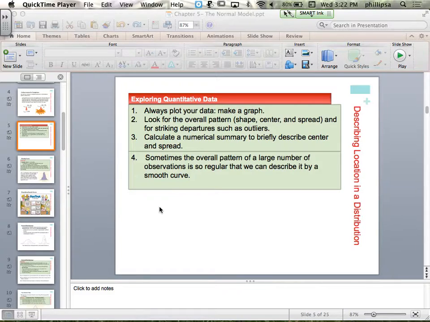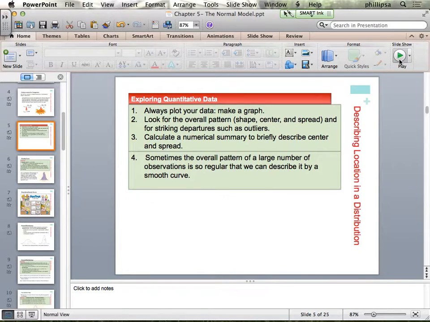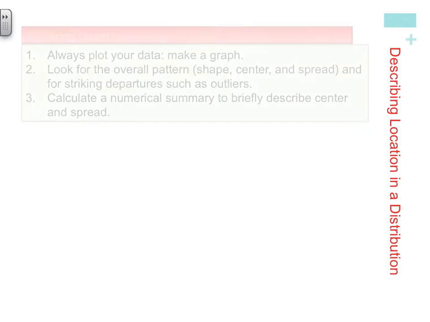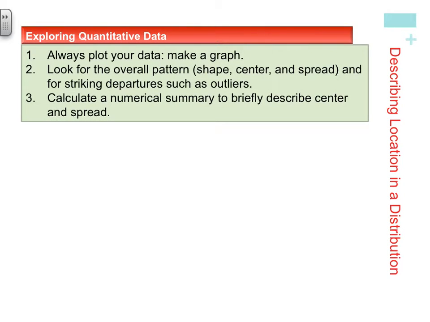Okay, so here's the strategy that we've learned for exploring the quantitative data that we saw in chapter, I think quantitative was in chapter 3. Okay, so we always plot our data. Knowing what it's going to look like helps us a lot. Knowing the shape, the center, and the spread, striking outliers, departures, calculating numerical summaries often helps us.